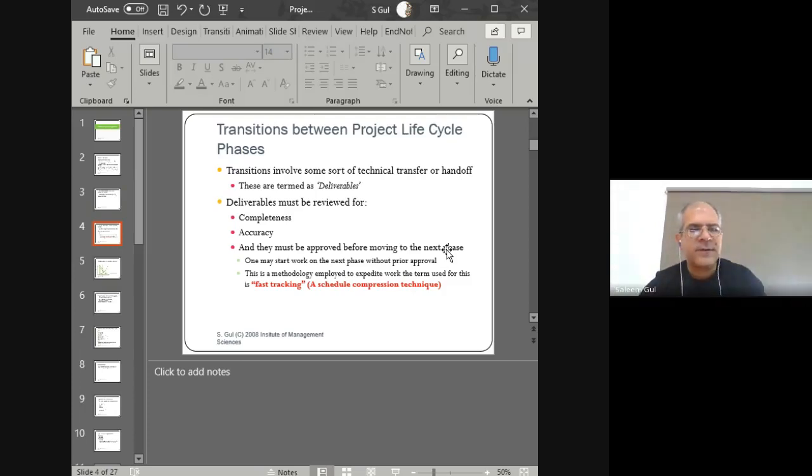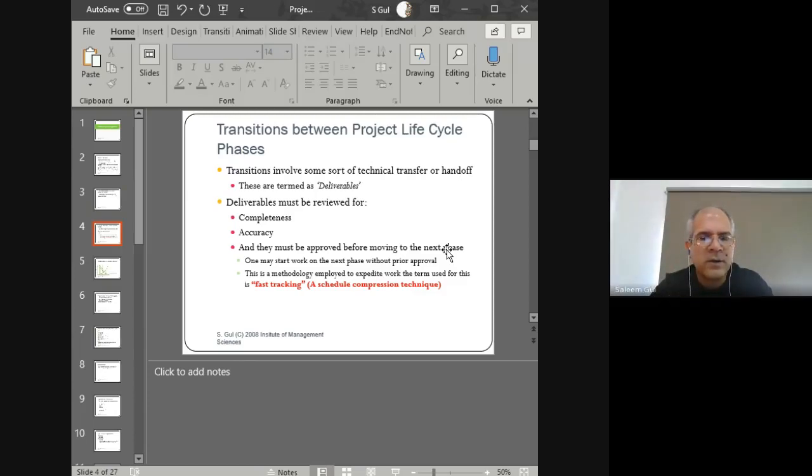Now, the transition happens between the phases where we move from one phase to the other phase, right? And the outputs that are being produced at the end of each phase, we call those the deliverables. And you have to remember that three things have to happen. You have to check for completeness, you have to check for accuracy, and you must get signed approval. Right? Then later on, we learned that we can do some fast tracking, which is that we can compress the schedules of the project somehow. So I won't mention fast tracking in more detail here for now.